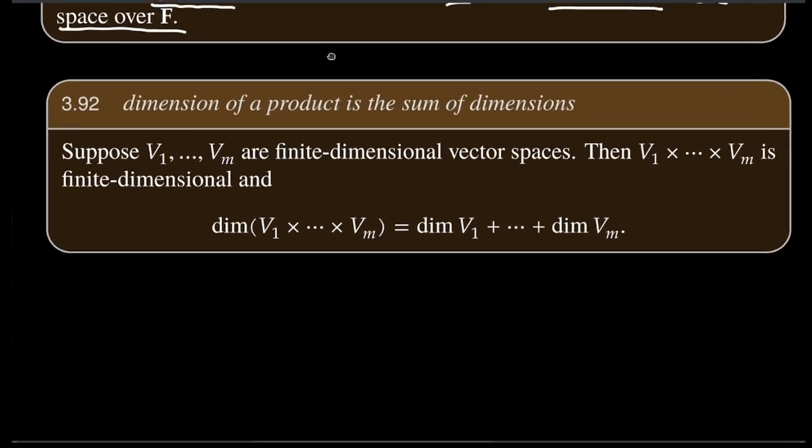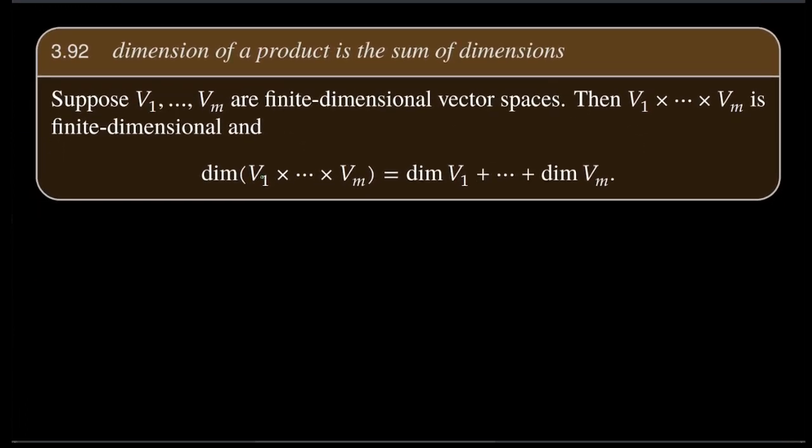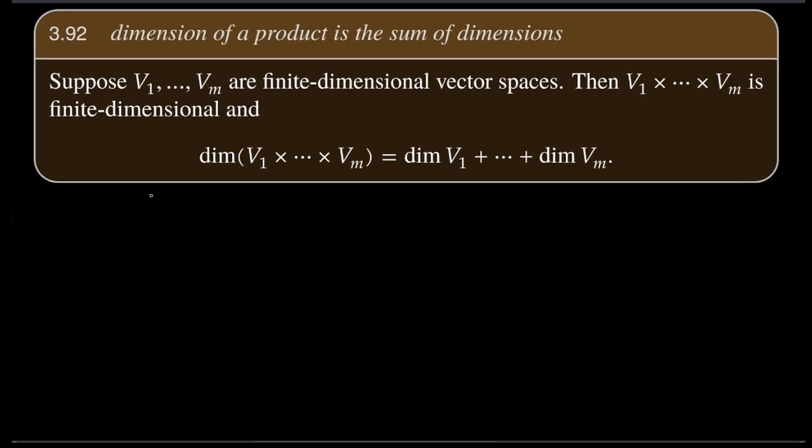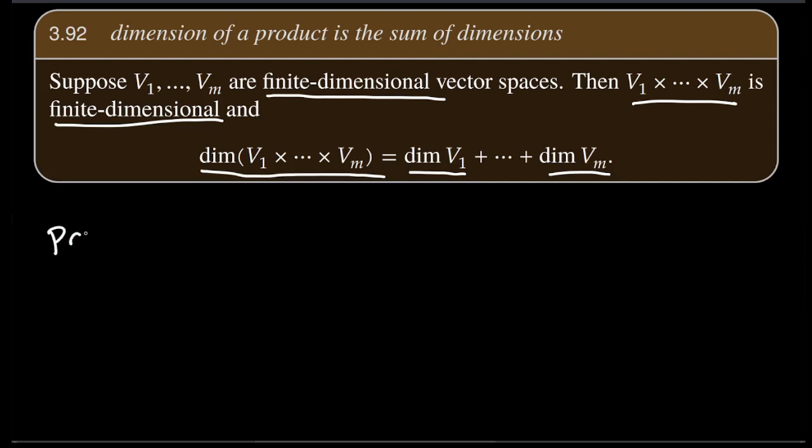All right, cool. But what about its dimension? We've been talking a lot about dimension, this number associated to vector spaces. I'm going to make a claim. Let's suppose that v1 through vm are finite dimensional vector spaces. Then the claim is that their product is finite dimensional, and the dimension of the product is the sum of the dimensions. Okay, interesting. Let's try it.